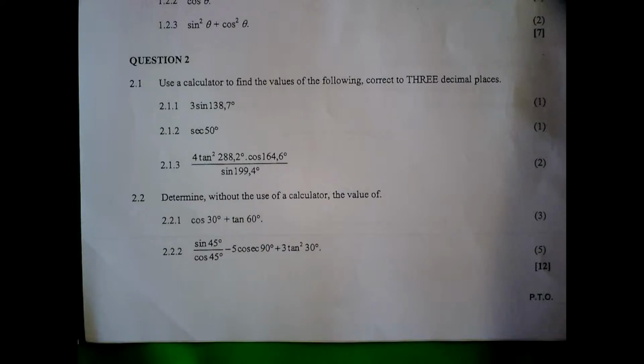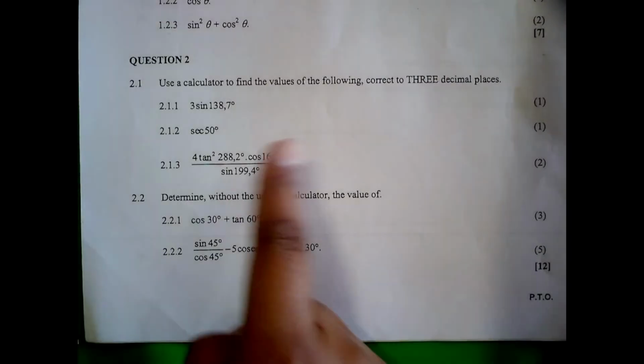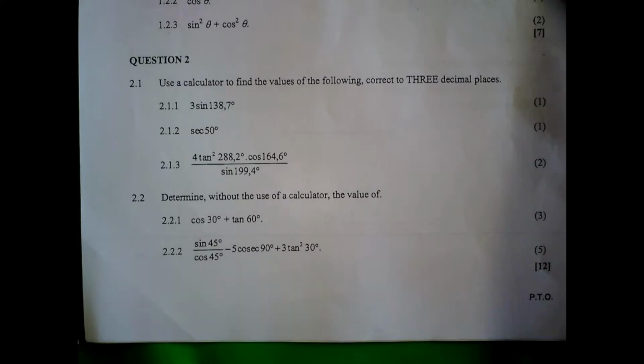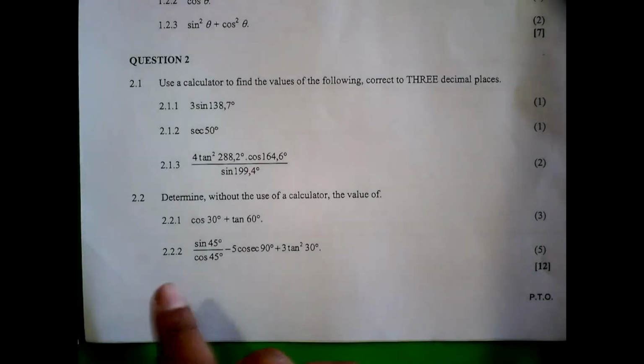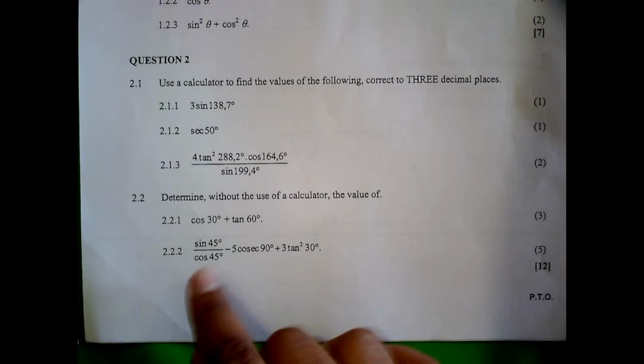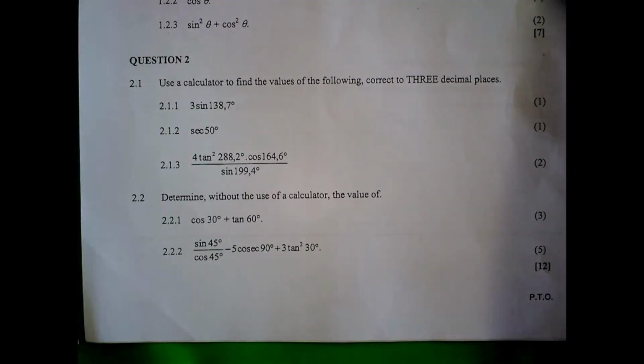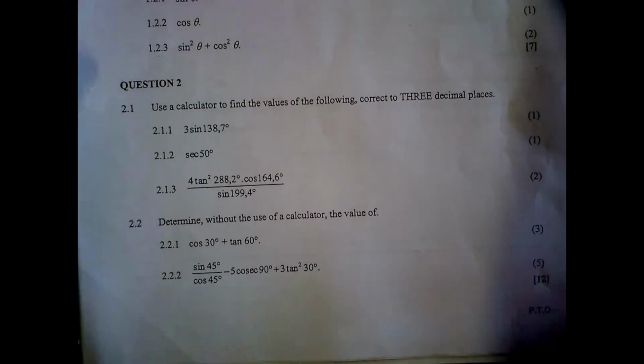So you know now, 2.1 is all about using a calculator, and then 2.2 is without the use of a calculator. So normally when you see without the use of a calculator, you see the special angles, you must use your triangles. So start now. It's 12 marks, 6 minutes. So basically now we're going to start now 2.1. So this is all about typing in your calculator.